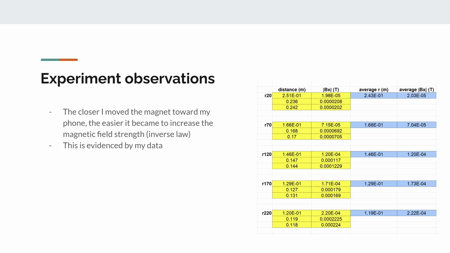So experiment observations. These are just all my observations. The closer I moved my magnet towards the phone, the easier it became to increase the magnetic field strength, which is just a basic proof of the inverse law. It's also evidenced by my data.